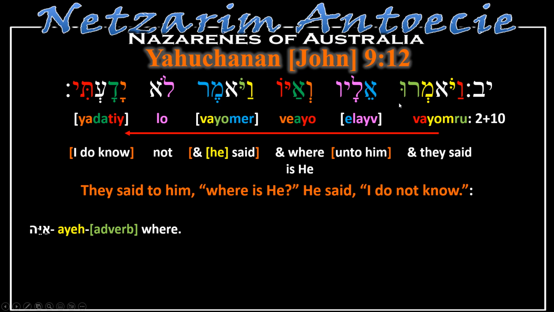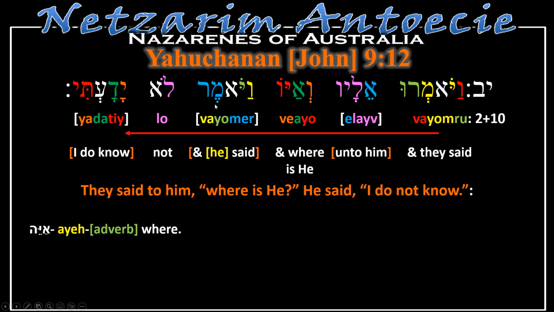Why is it they? Because this form can be third person. And they said, Elev, unto him, the ayo, and where is he? So what's the root of that? It is aye, an adverb which means where. And of course the pronoun is on the end, which could be him or he. So therefore it is, and where is he?